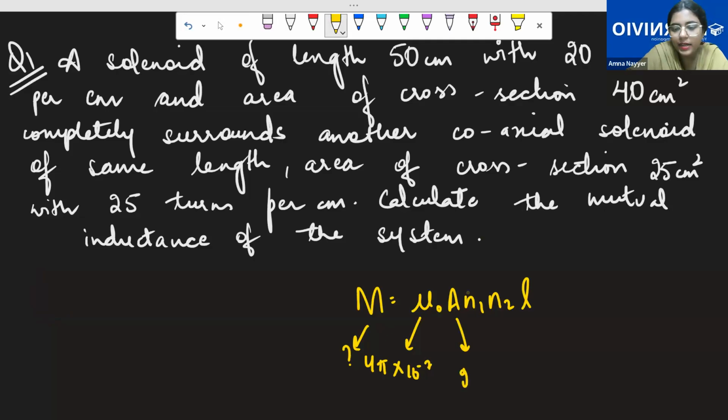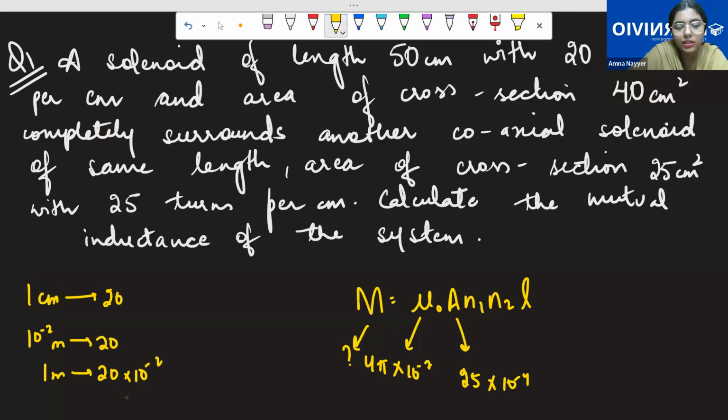So smaller area is 25 into 10 to the power minus 4 meters square. And one is given as 20 turns per unit length, right? 20 turns per centimeter it is given. Okay, so in 1 centimeter, you have 20 turns. So in 10 to the power minus 2 meter, you have 20 turns. So in 1 meter, you have 20 into 10 to the power minus 2 turns. Like this, you have to calculate.